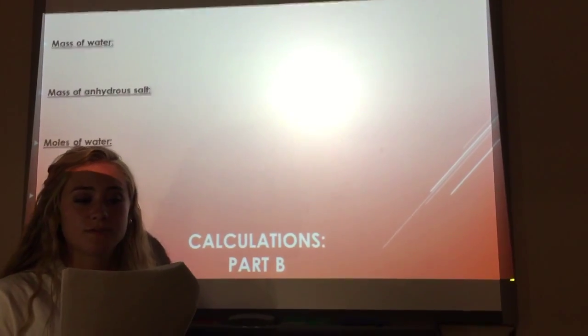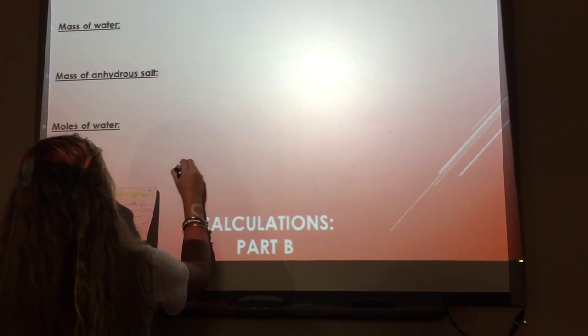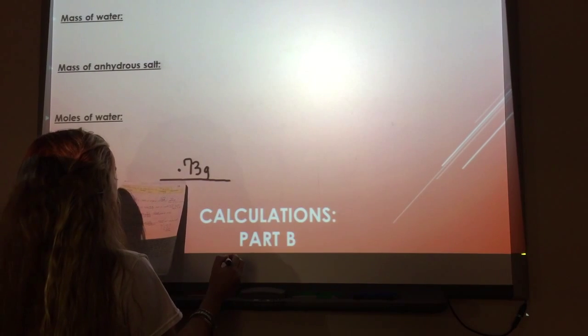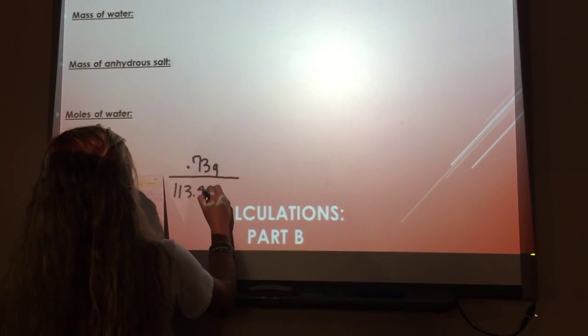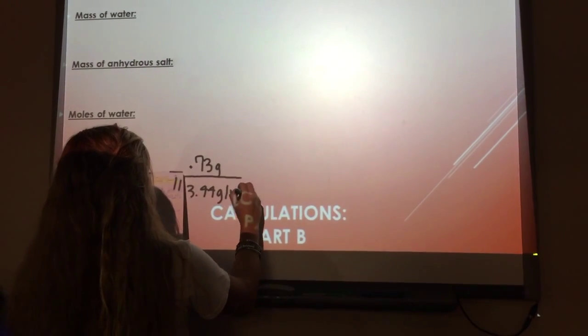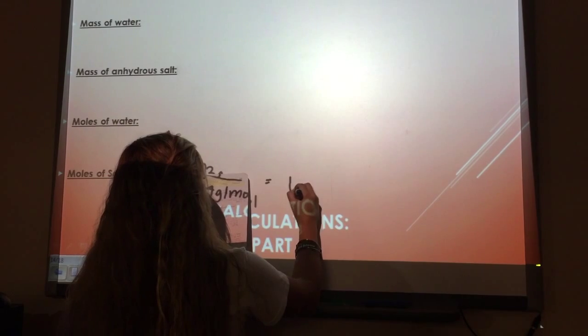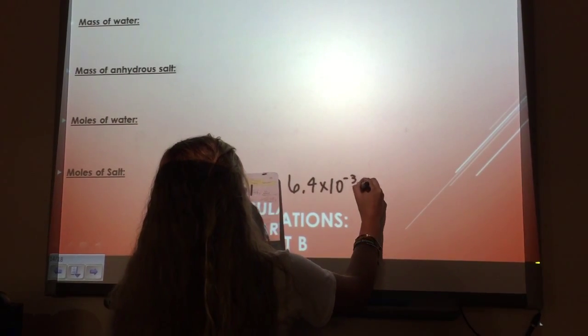Next, we had to find the moles of salt. So to do this, we took the mass of our anhydrous salt, which was 0.73 grams, and divided it by the molar mass of our anhydrous salt, which was 113.44 grams per mole. When doing this, we got that our anhydrous salt's moles were 6.4 times 10 to the negative third.